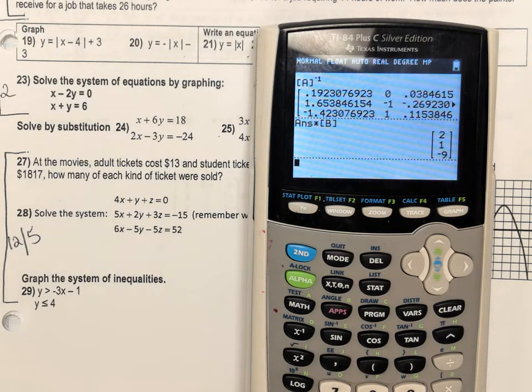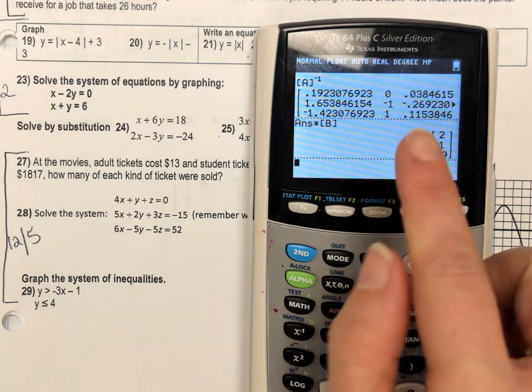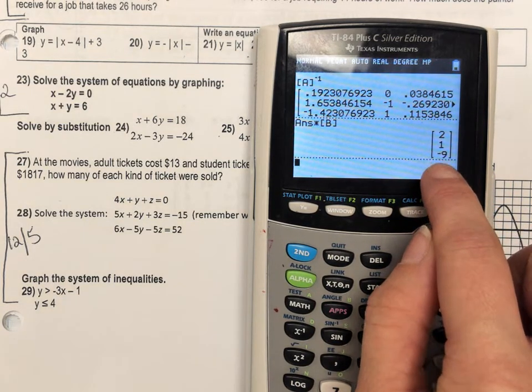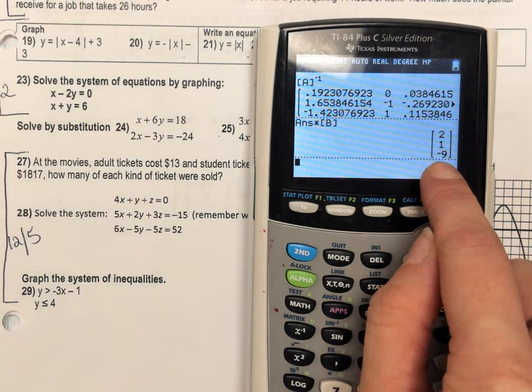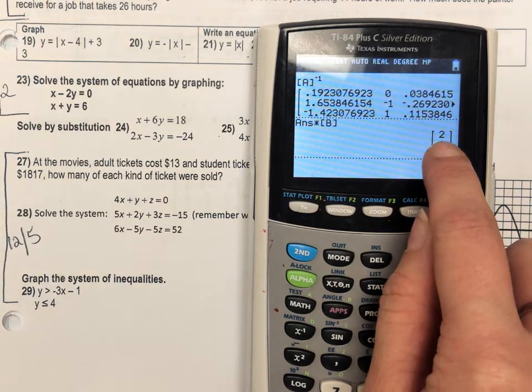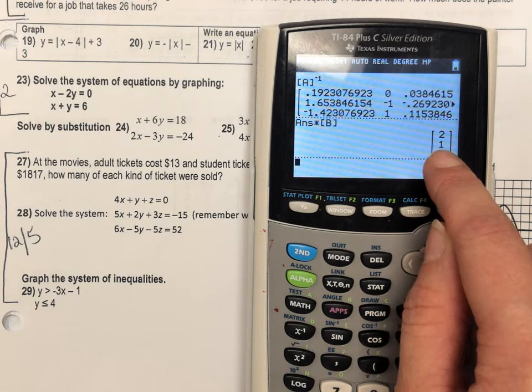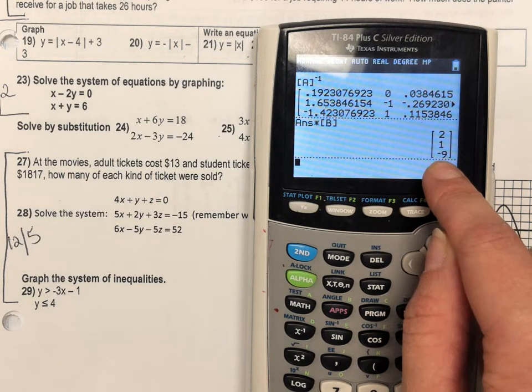You ready? What is the Y value of this system? What is it? How'd you get 1? Because X is the first one, right? Y is the second one, and Z is the third one. So if I said, what's the X value, your answer would be 2. If I said, what's the Y value, your answer would be 1. I have one person that knows the answer. If I said, what's the Z value, your answer would be -9.